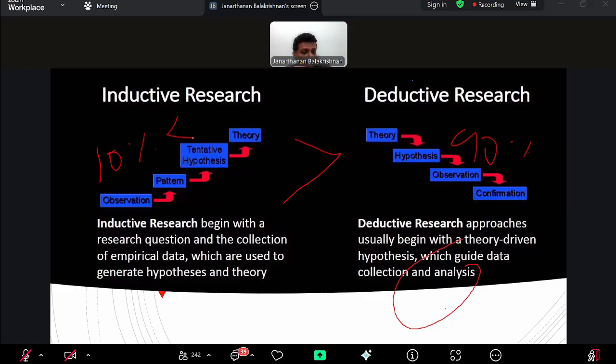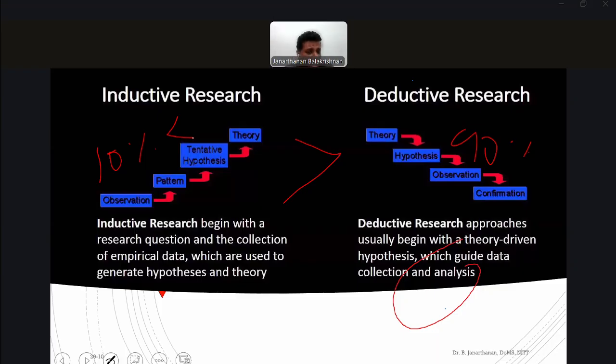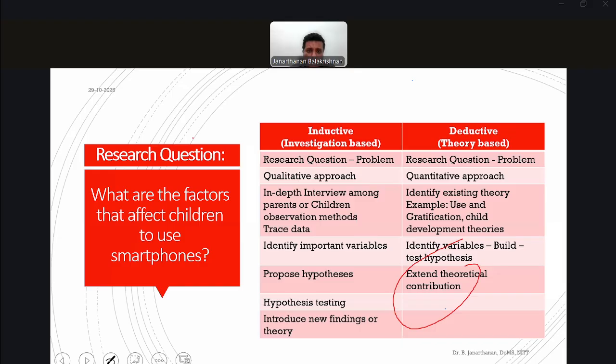But inductive research is about generating new hypotheses and theory, and theory development mostly comes into it. So one good example is you can do a qualitative approach in inductive research, and as well as you propose hypotheses and you introduce new findings or new theory. That is very important. Most of the time theory is a statement.